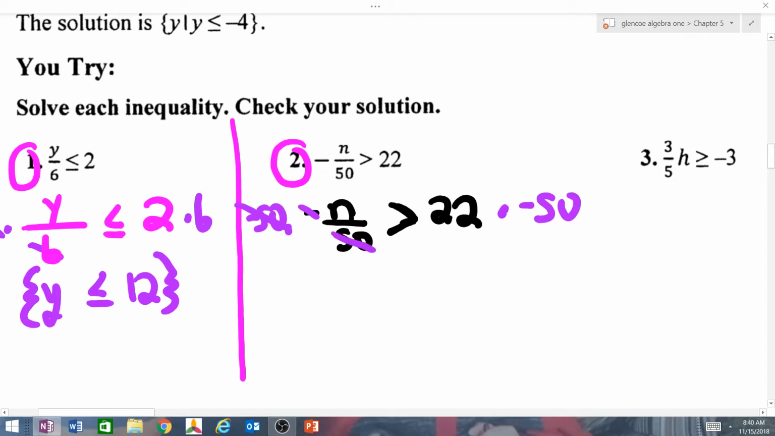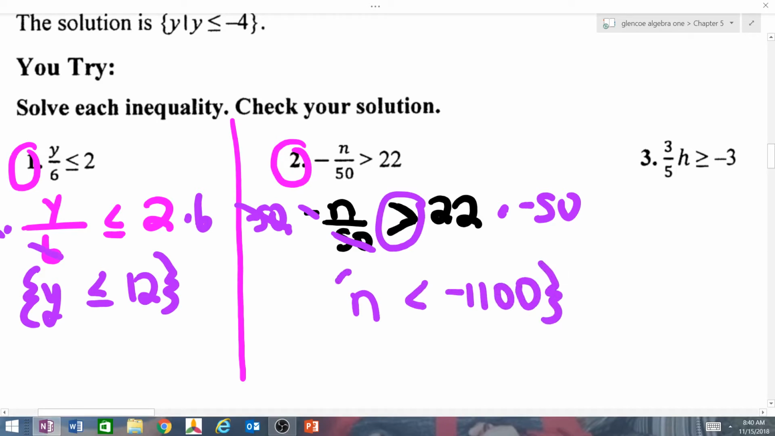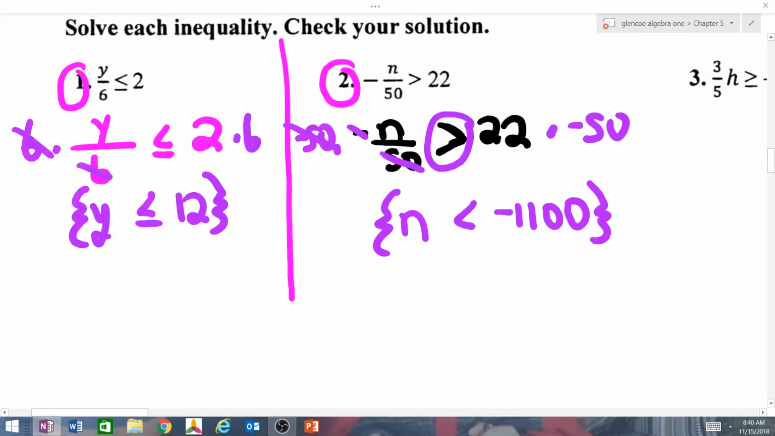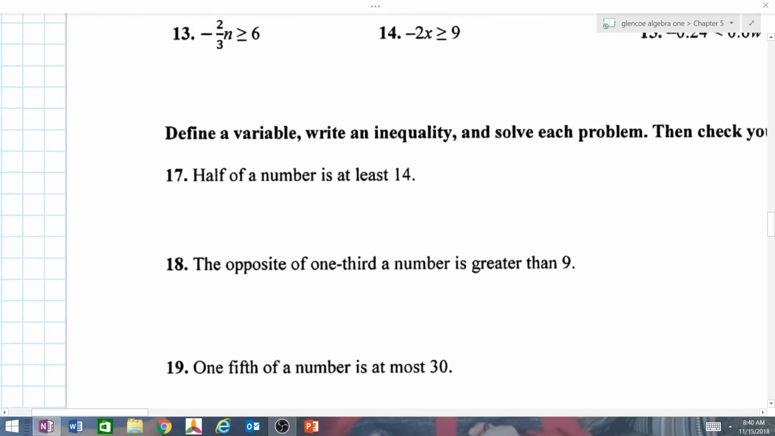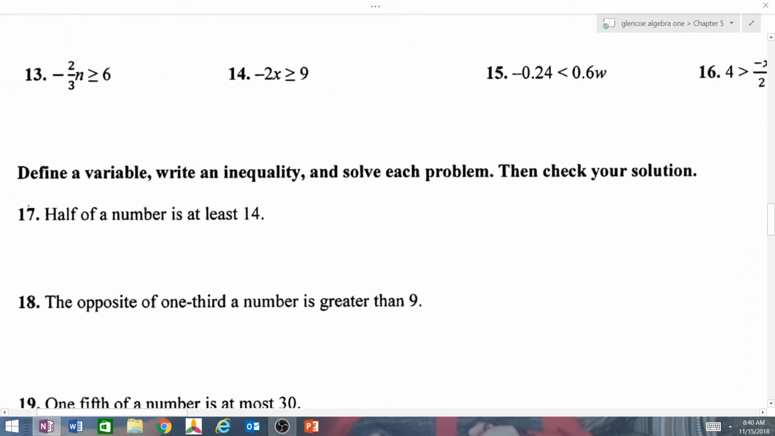And the negatives cancel out, and you have to remember to circle your inequality symbol, because when you multiply or divide by a negative number, you have to flip the symbol. And what's 22 times -50 going to give me? Negative 1100. Is that correct? Okay. Does anyone have a question? Okay, let's look at one more problem. Let's do number 17 together.